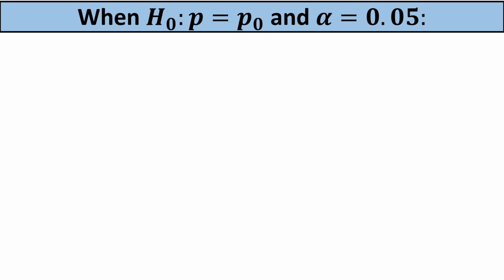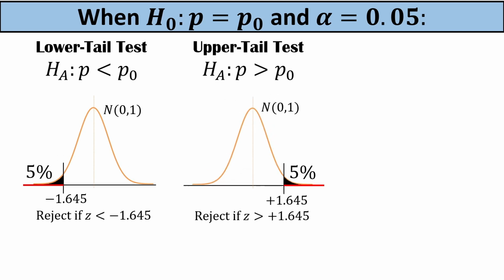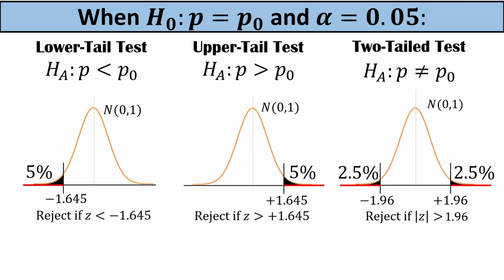So let's look at this scenario. We're going to assume that under the null hypothesis, the true proportion is some value p0, and we're going to talk about testing at the 5% level of significance. We have three possible scenarios, depending on the kind of test we're conducting. We have a lower tail test, an upper tail test, and a two-tail test. And so here, because we specified the level of significance to be 5%, we know what the critical values will be for each of these tests, right? 1.645 or 1.96, as you can see here.